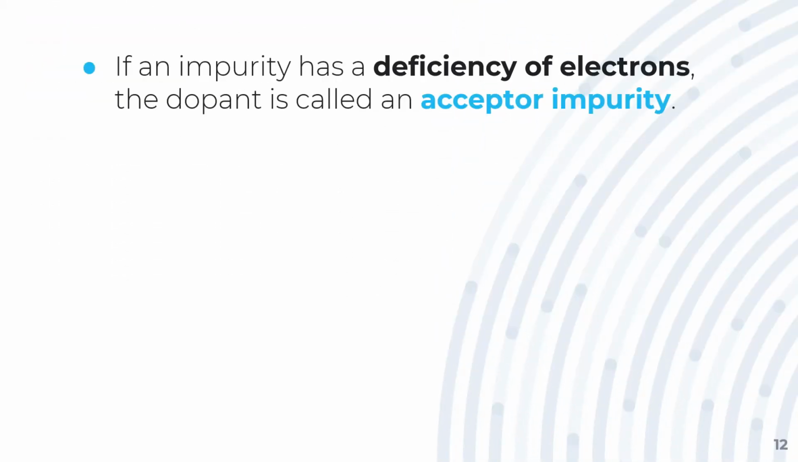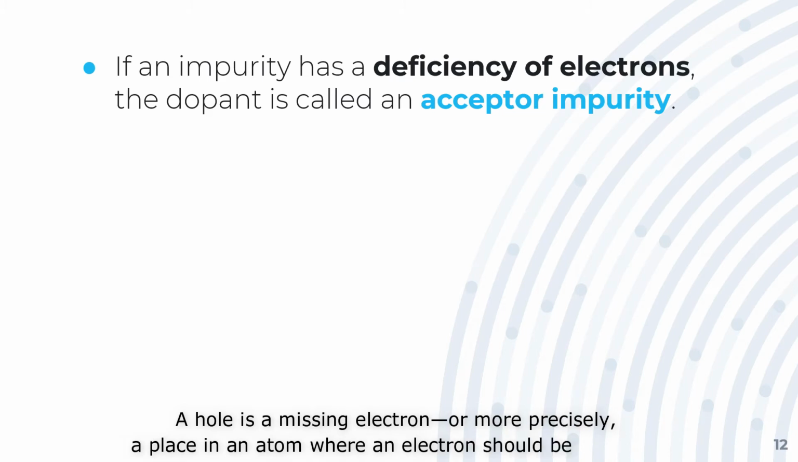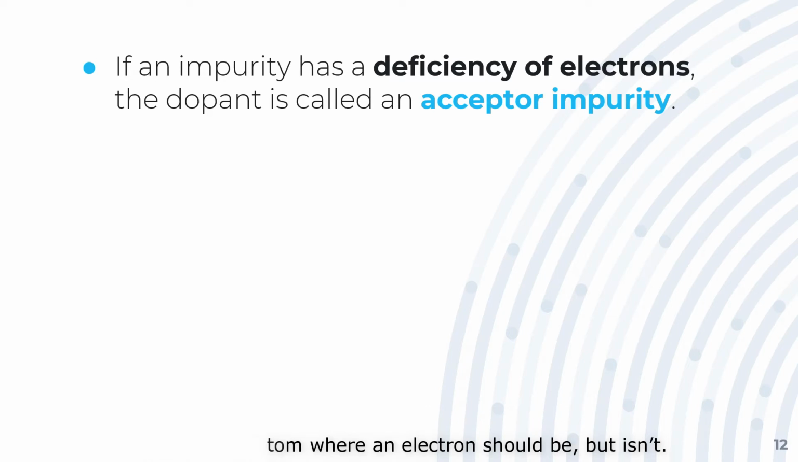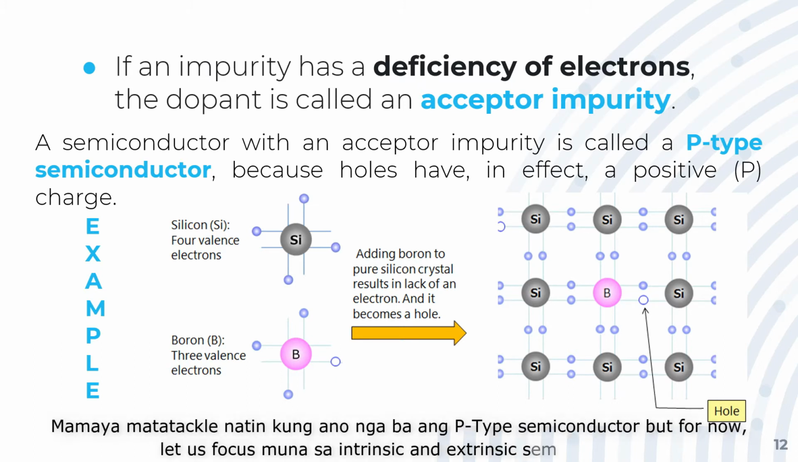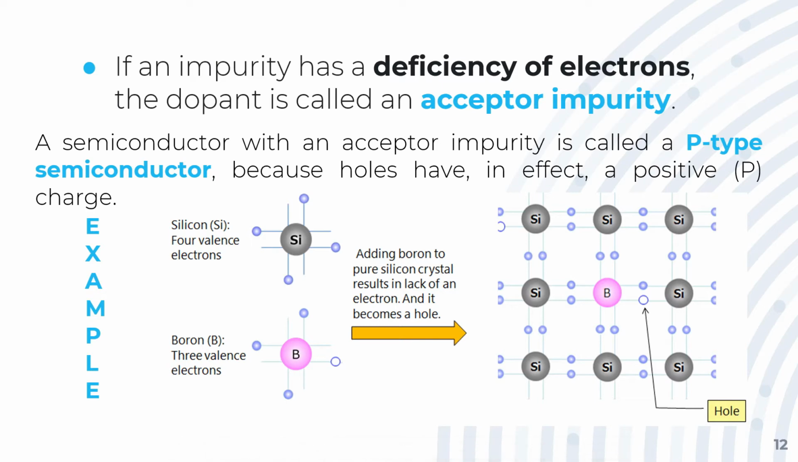If an impurity has a deficiency of electrons, the dopant is called an acceptor impurity. A hole is a missing electron, or more precisely, a place in an atom where an electron should be, but isn't. A semiconductor with an acceptor impurity is called a p-type semiconductor because holes have, in effect, a positive charge. Mamaya malalaman natin kung ano nga ba ang p-type semiconductor. But for now, let us focus muna sa intrinsic at extrinsic semiconductor.